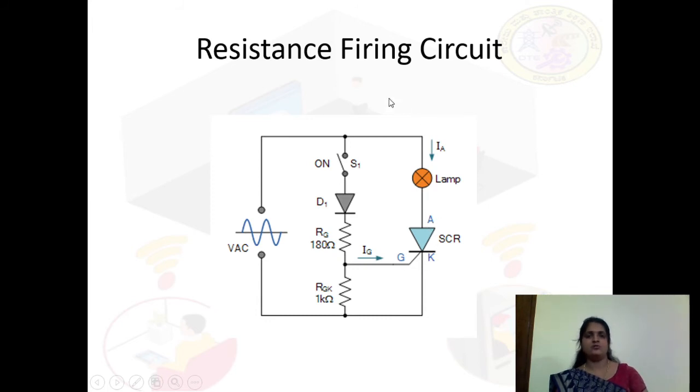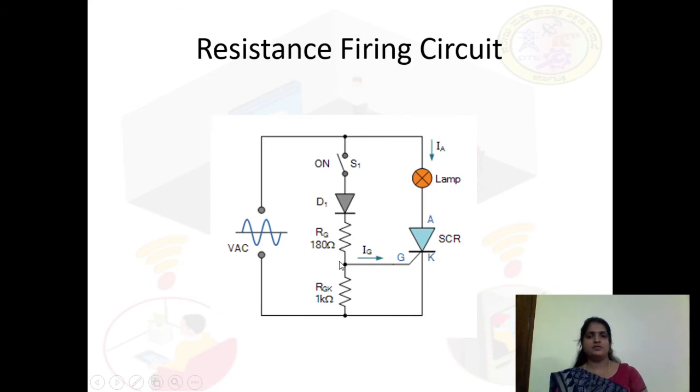And the anode is connected to the positive supply of the input voltage, and there is one lamp which is operating at some value. And this is the anode current which is flowing at the anode terminal.